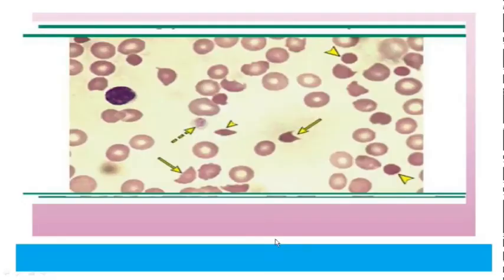So these are the spherocytes. As the RBC traverses through the narrow lumen, it is broken down into several small schistocytes.